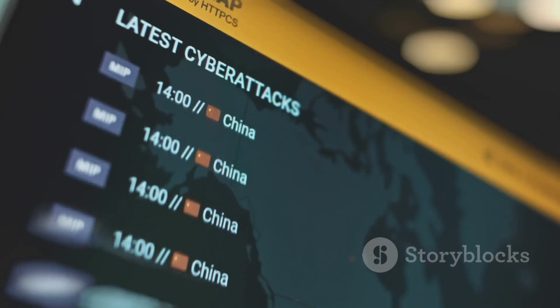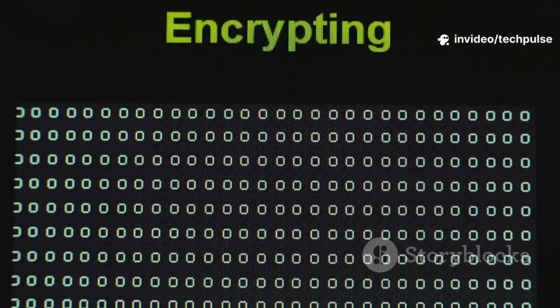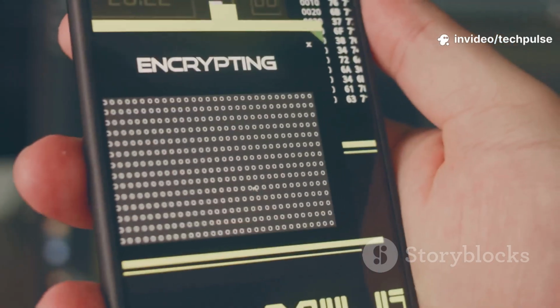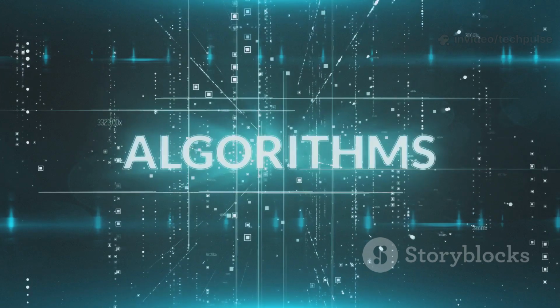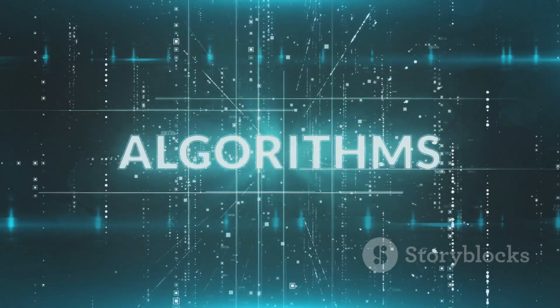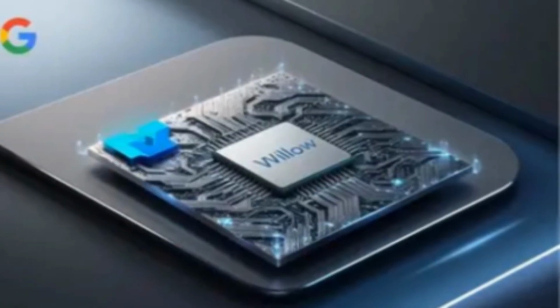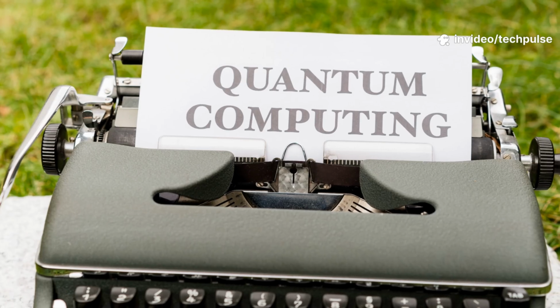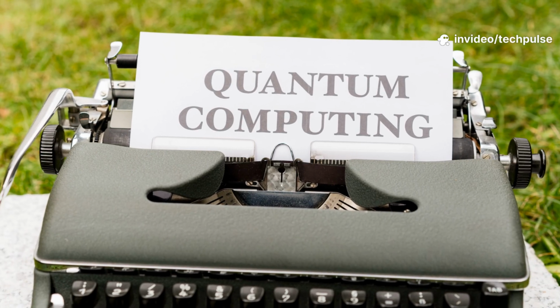And there's a ticking clock on cybersecurity. At scale, quantum machines could crack today's encryption, RSA, ECC, using algorithms like Shor's. We're not at that danger level with Willow, but the message is clear. Post-quantum cryptography has to land before quantum matures.